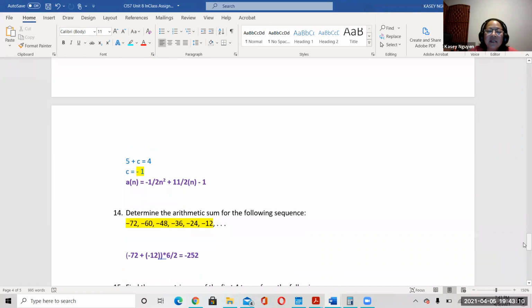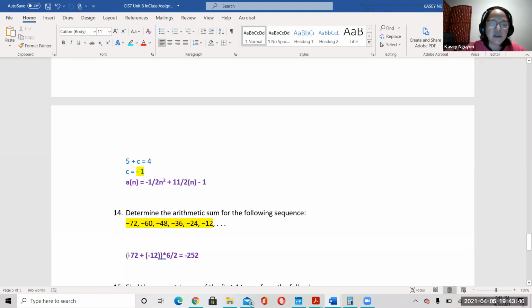Determine the arithmetic sum for the following sequence. We are going to do a partial sum, only the terms given here, from -72 to -12. Sure, you can punch this into your calculator and provide the result, or we can apply the formula. Your first value is -72 and the last value is -12. You take those and add them together first.